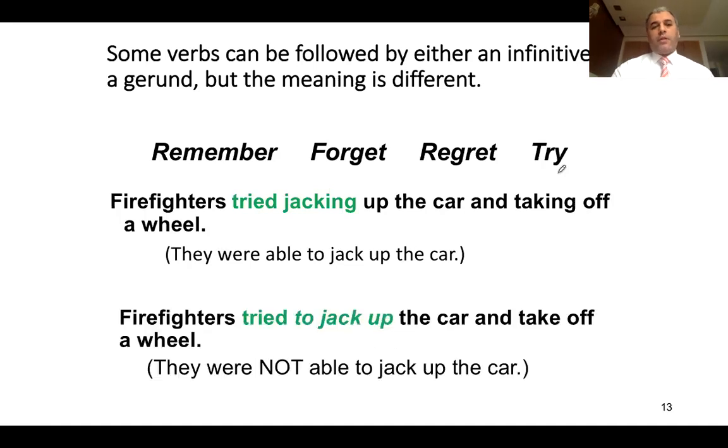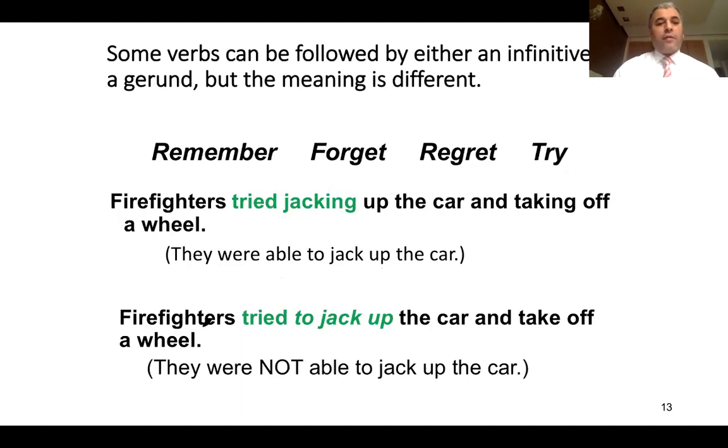Now, let's have a look at these examples. Firefighters try jacking up the car and taking off a wheel. Here you have a gerund after the verb try. Now, what is the meaning? They were able to jack up the car. This is the meaning that you have here when you have a gerund after try.